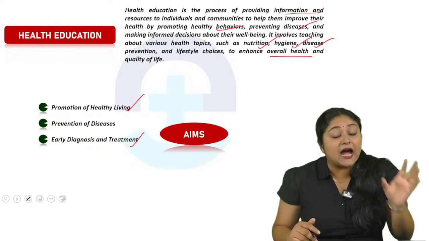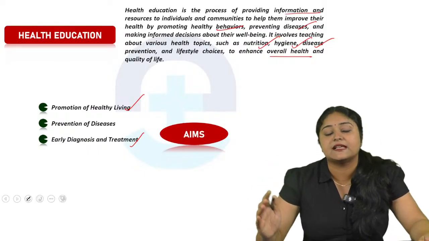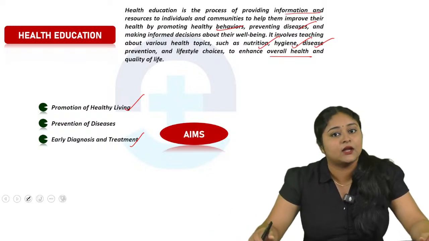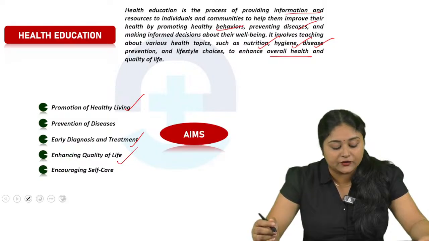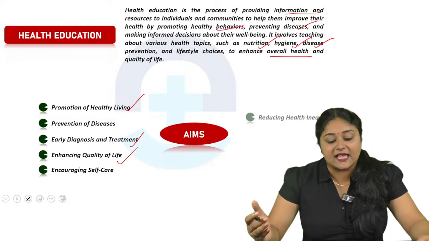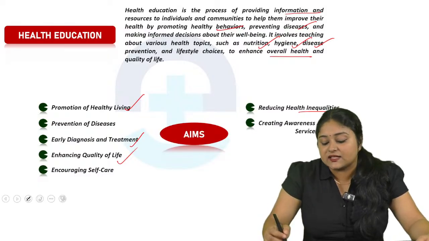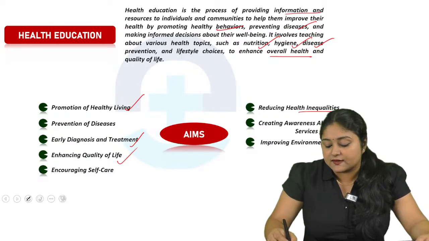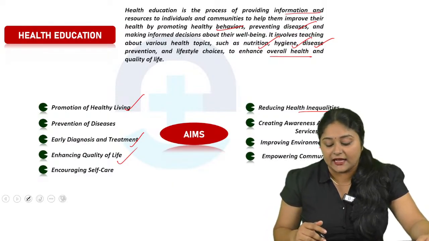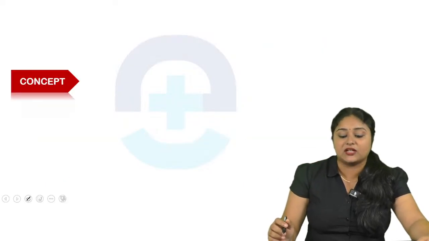So that's why early diagnosis and treatment is a very important factor, especially for communicable as well as non-communicable diseases. Next one is enhancing the quality of life, then encouraging self-care. Next is reducing health inequalities. Next is creating awareness about health services. Next one is improving environmental health. And last one is empowering the communities and supporting national health goals.